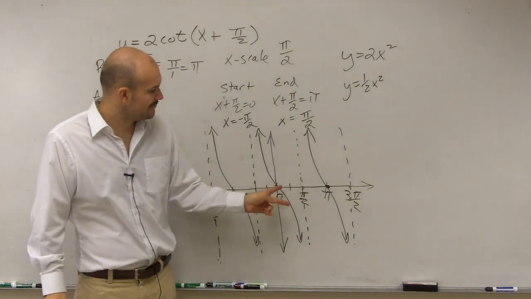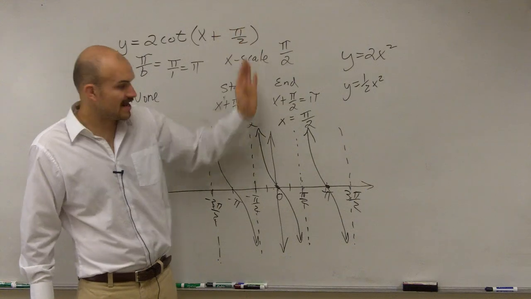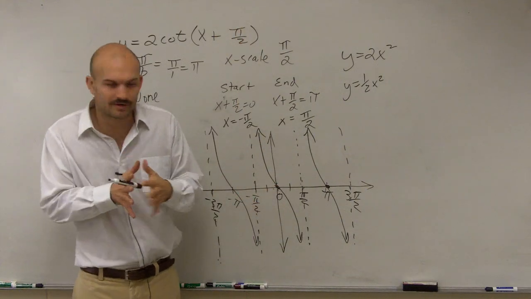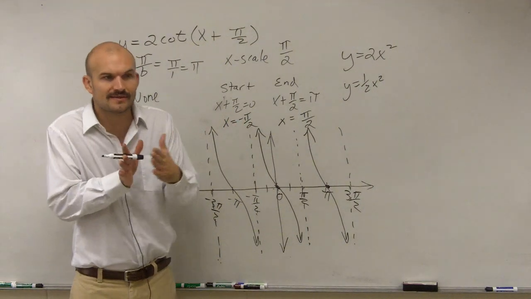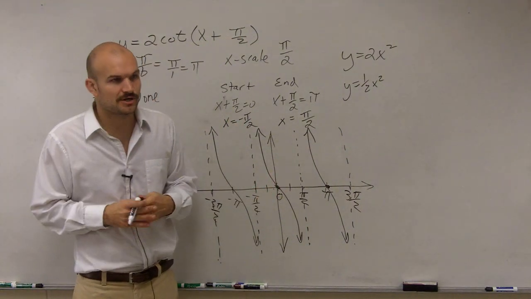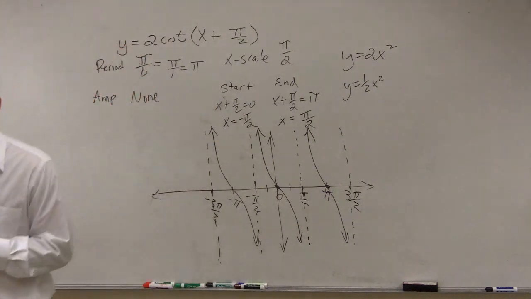You could plug in negative pi fourths and pi fourths into your function and find out exactly where they are. But I'm not going to ask that of you guys. Just make sure you try to represent them skinnier, or compressed, compared to your parent function. OK? And that's how you graph the cotangent function.